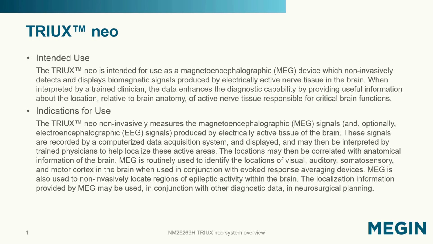MEG is routinely used to identify the locations of visual, auditory, somatosensory, and motor cortex in the brain when used in conjunction with evoked response averaging devices. MEG is also used to non-invasively locate regions of epileptic activity within the brain. The localization information provided by MEG may be used, in conjunction with other diagnostic data, in neurosurgical planning.